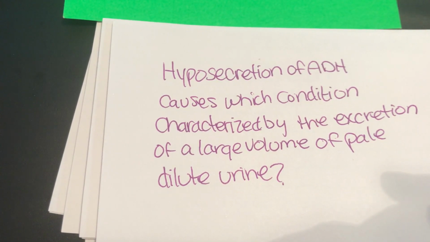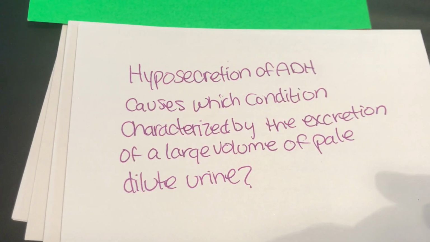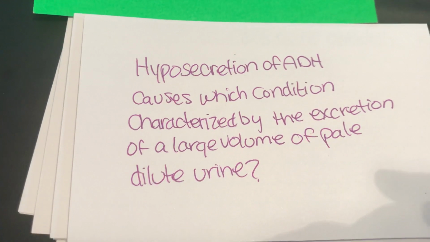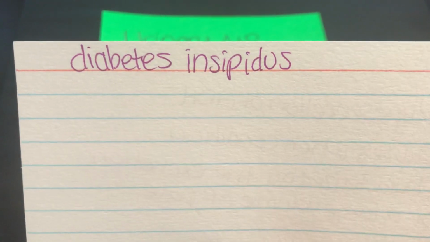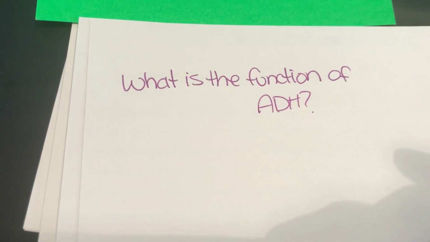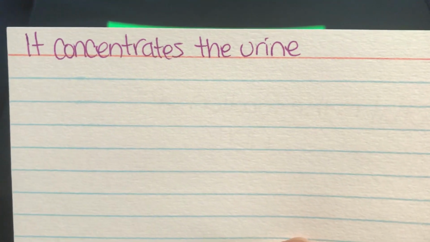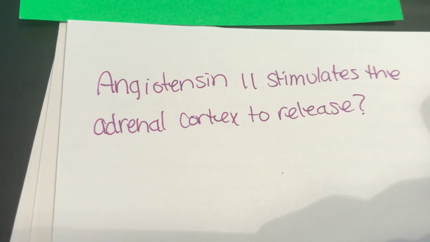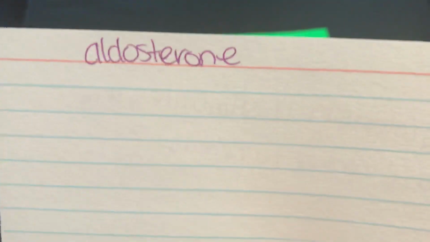Hyposecretion of ADH causes which condition characterized by the excretion of a large volume of pale dilute urine? Diabetes insipidus. What is the function of ADH? It concentrates the urine. Angiotensin II stimulates the adrenal cortex to release what? Aldosterone.